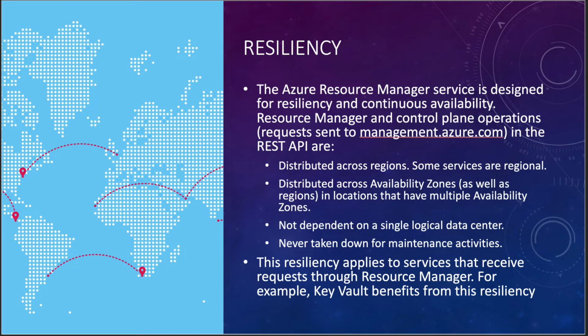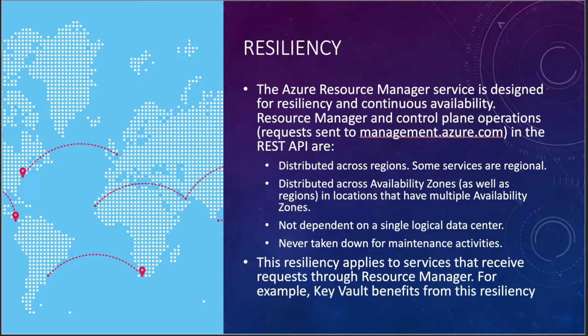Resiliency. So Azure Resource Manager is designed for resiliency and 24/7 availability. If you really want to get into the control plane operations, you can do it programmatically through software using the REST API through management.azure.com. And again, you can be distributed across regions. You can have one resource manager for DC and one resource manager for Ashland, Oregon, and then the main global one wherever you're at. It could be distributed across availability zones. It's not dependent on a single logical data center, and it's never taken down for maintenance activities. So you'll always have your Azure Resource Manager, no matter what.